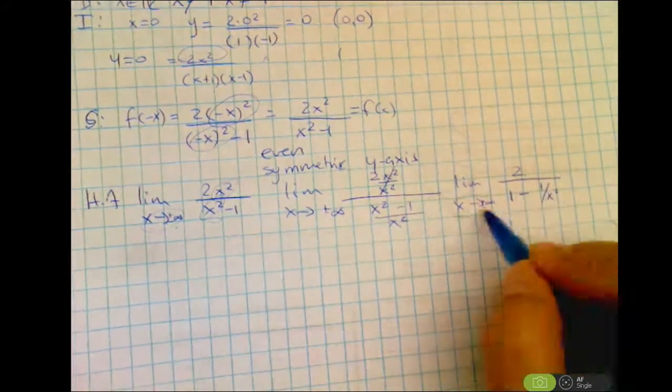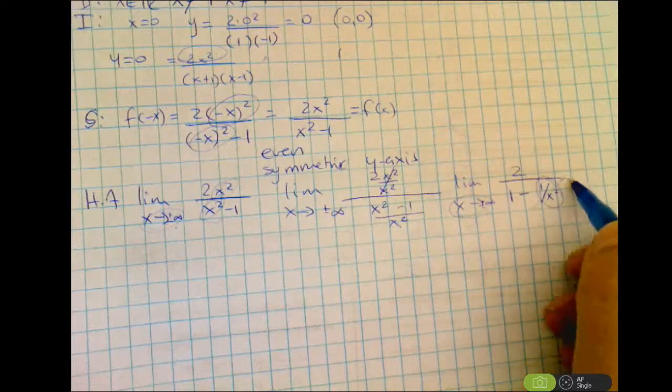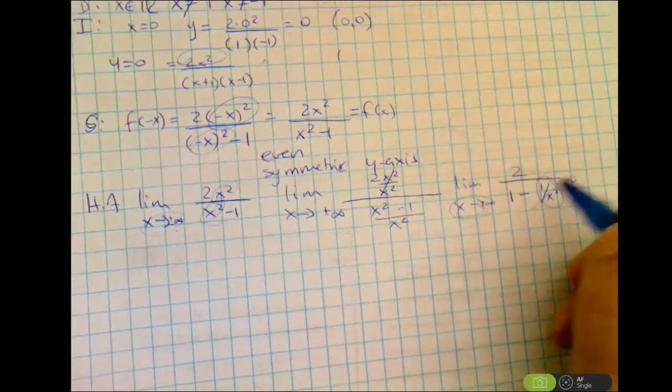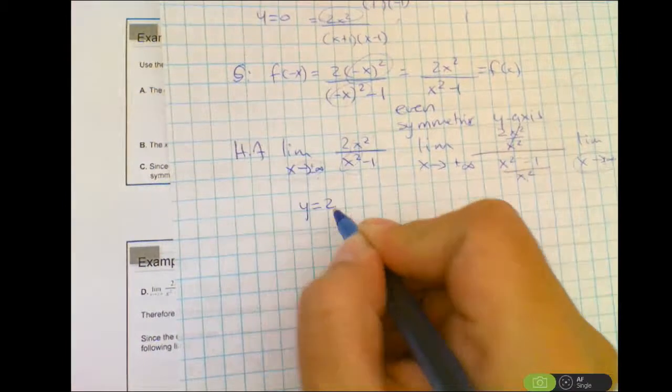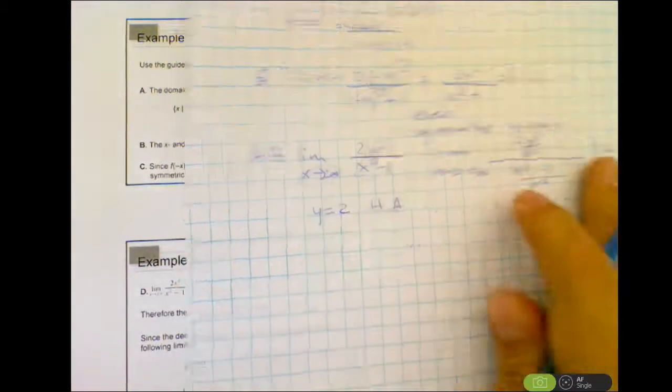Now as x grows very large, this approaches 0. So this is 2 over 1, which is 2. So that means y equals 2 is a horizontal asymptote.